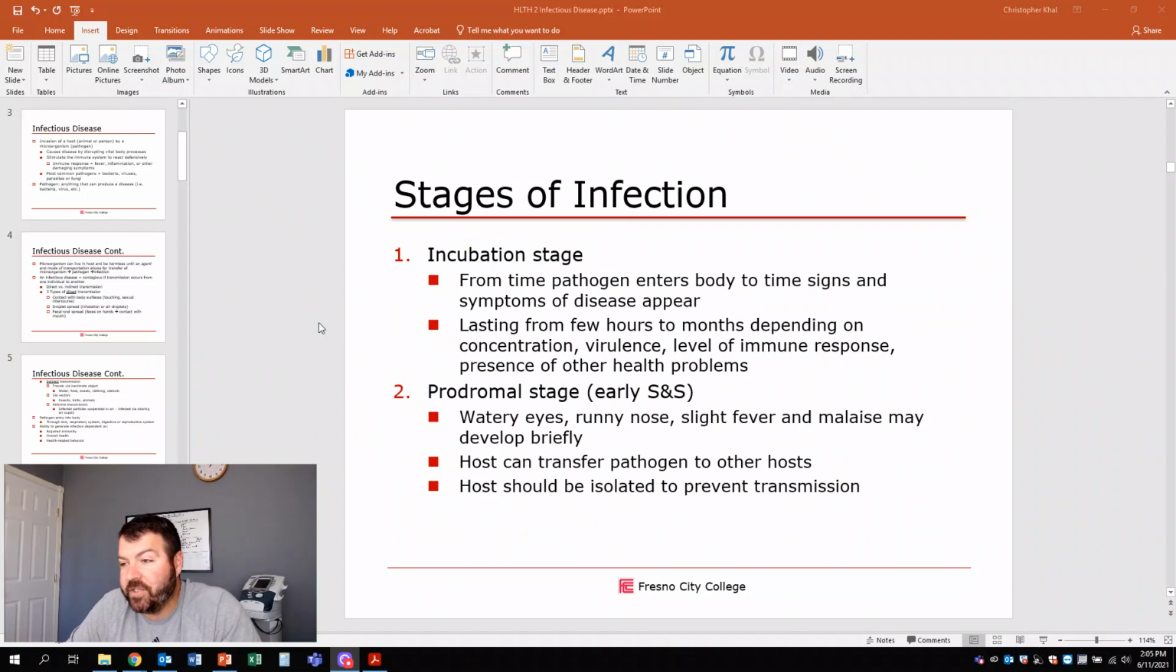Okay, stages of infection. There are four. There's the incubation stage, from the time the pathogen enters the body to the time the signs and symptoms first appear. It lasts from a few hours to months depending on the concentration, virulence, level of the immune response, and presence of other health problems. Next is the prodromal stage, your early signs and symptoms. You'll have watery eyes, runny nose, slight fever, and malaise, which is just general discomfort, which may develop briefly. A host can transfer the pathogen to another host, so the host should be isolated to prevent transmission.